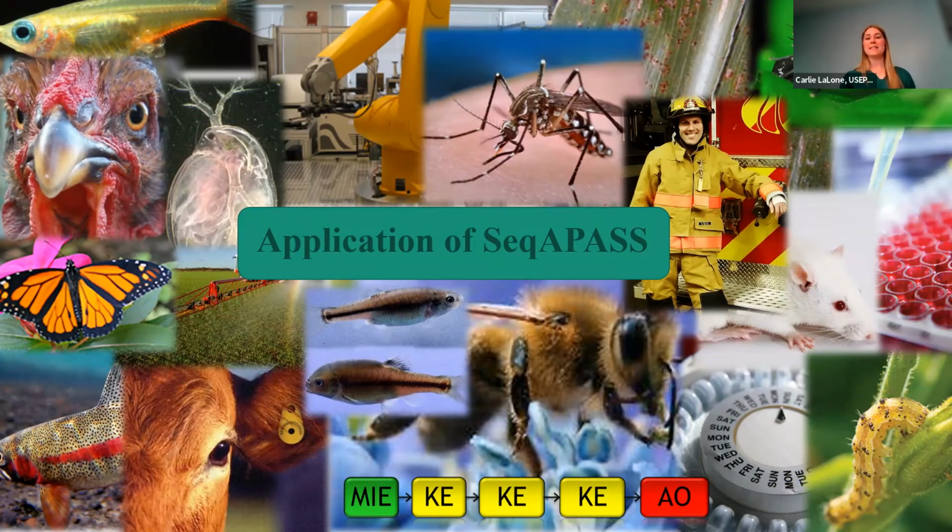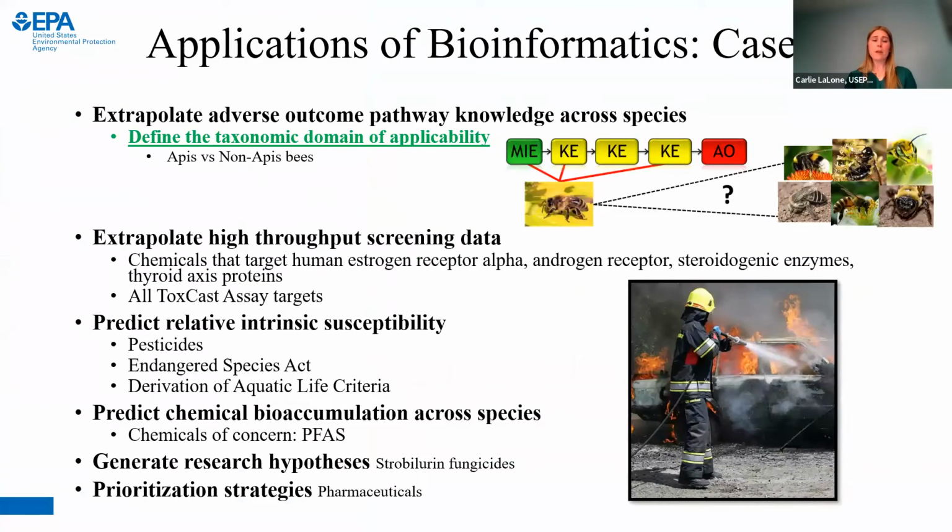And these pictures are meant to point out the different types of evaluations that we've done previously. So for the case studies that we've generated, we've utilized the tool to extrapolate AOP, adverse outcome pathway knowledge across species. And this is very important for defining the taxonomic domain of applicability. And of course, for EPA, we're very interested in pollinator health. So we are extrapolating knowledge from APIS and non-APIS species. And I'm going to get into more detail on that particular example in the coming slides.